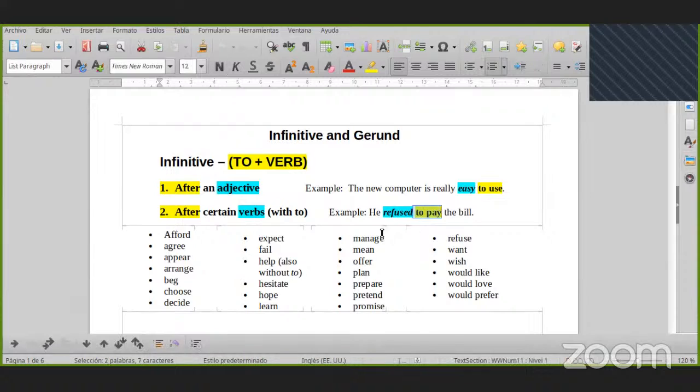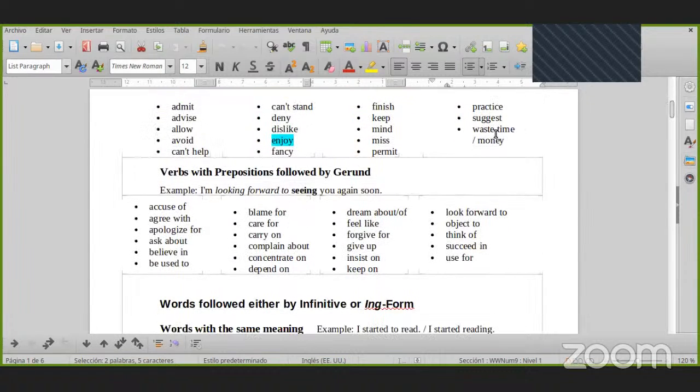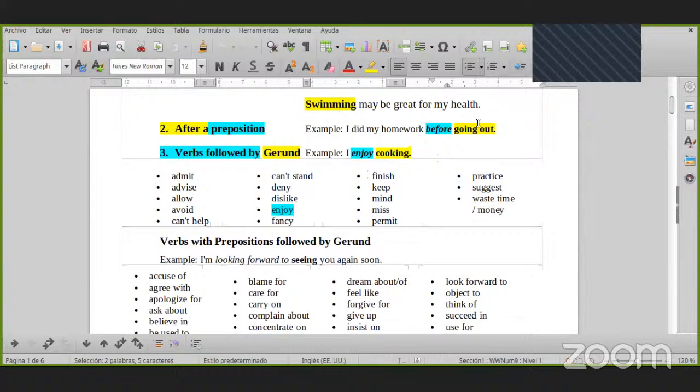And also, for example, if I find some verb like expect, or plan, or wish, okay? After these ones, we never use gerunds. This is a list specific to infinitives. And we have a list especially for words with gerunds. Okay, so these are the uses of gerunds and infinitives.